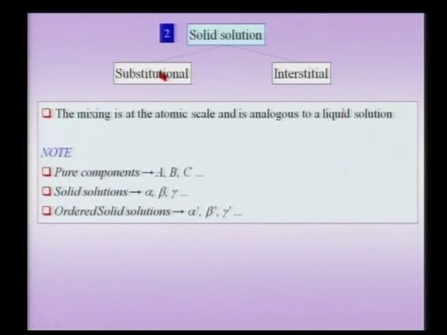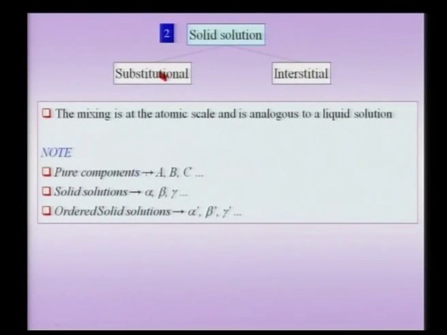Now in the context of these solid solutions, it is worthwhile to note that when you have pure components, we typically denote them by alphabets like capital A, B, C. When you have solid solutions, we denote them by alpha, beta and gamma. Typically, for instance, alpha and beta are used for terminal solid solutions, that means solid solutions which are close to the pure compositions A and B. And you could have ordered solid solutions as we mentioned before, and you use a prime. This prime is used to designate that we are talking about an ordered solid solution. So suppose I had a disordered solid solution, I will call it alpha, and the ordered version of that would be called alpha prime.